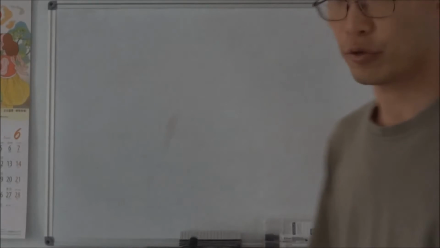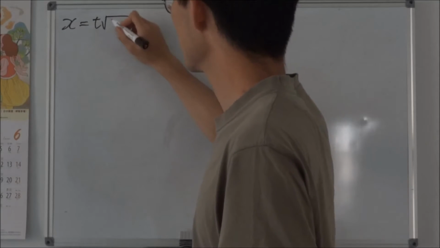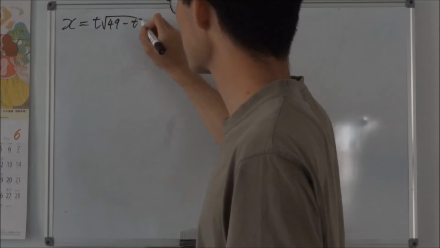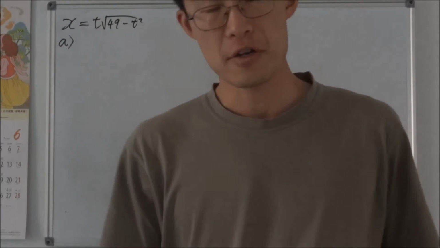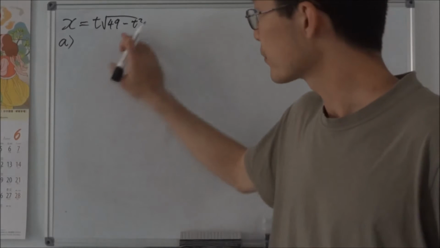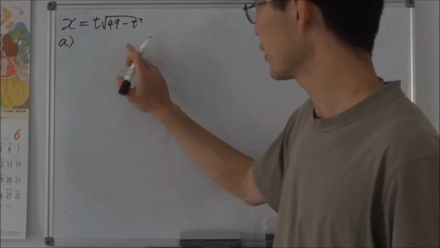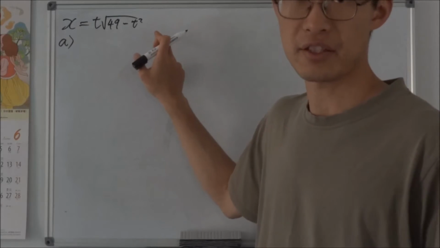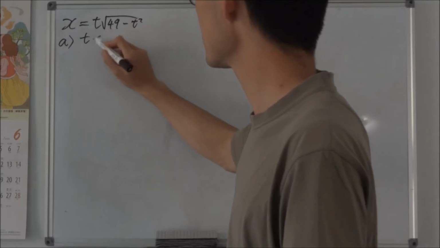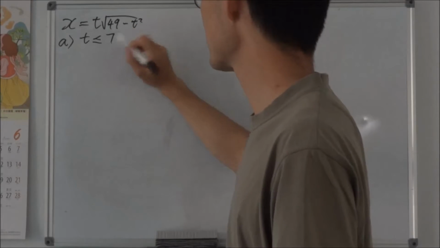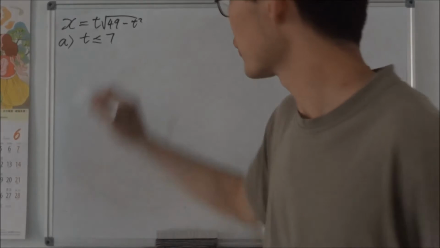We have a particle whose equation of motion is x equals t times the square root of 49 minus t squared. The first question is, for how long will the particle be moving? Obviously, t cannot be larger than 7, otherwise there will be a negative number under the square root sign. So t has to be smaller than or equal to 7, which means 7 seconds is how long the particle moves.